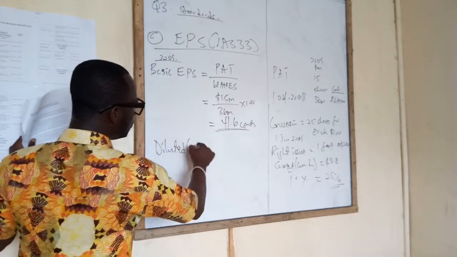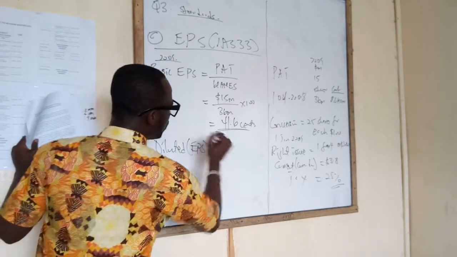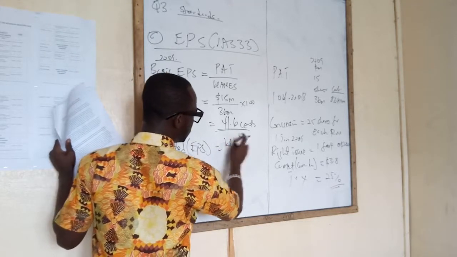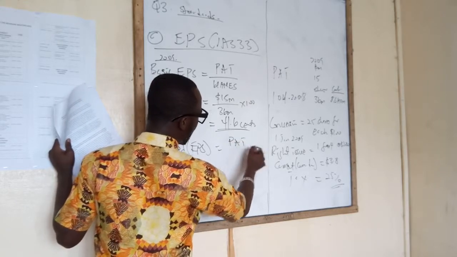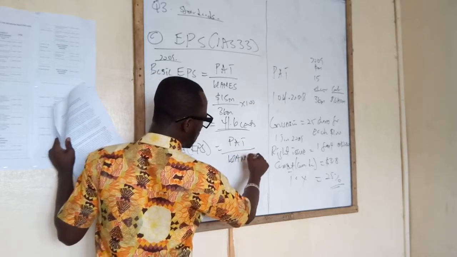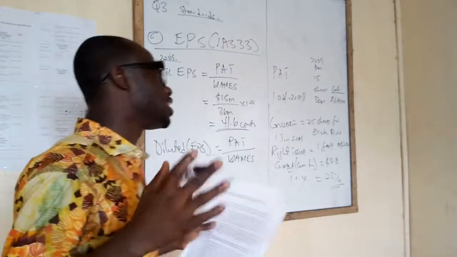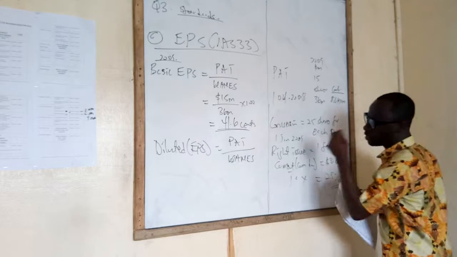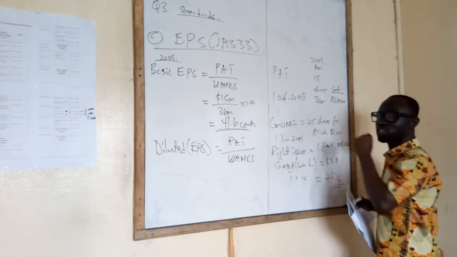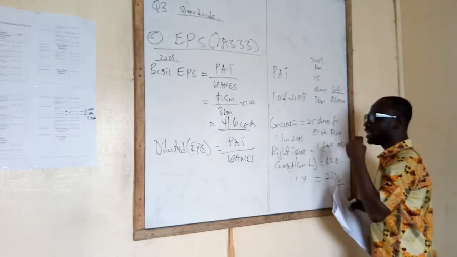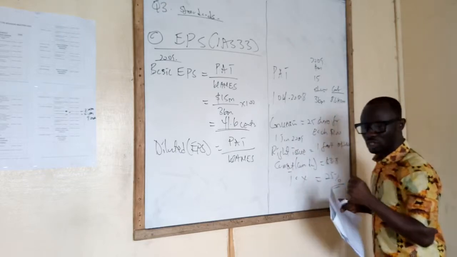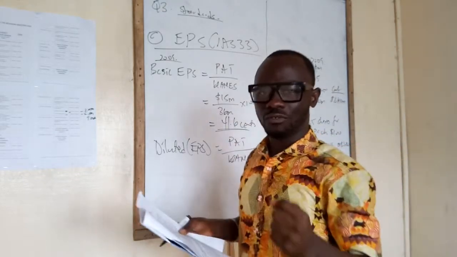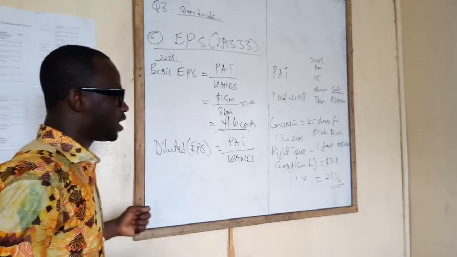Then we come to the diluted earnings per share, which is going to be profit after tax over what? But you've got to be careful what is happening in this question. Why must we be careful? Because number one, there are convertible shares. And number two, there is a rights issue. So we got to be careful what is happening here.